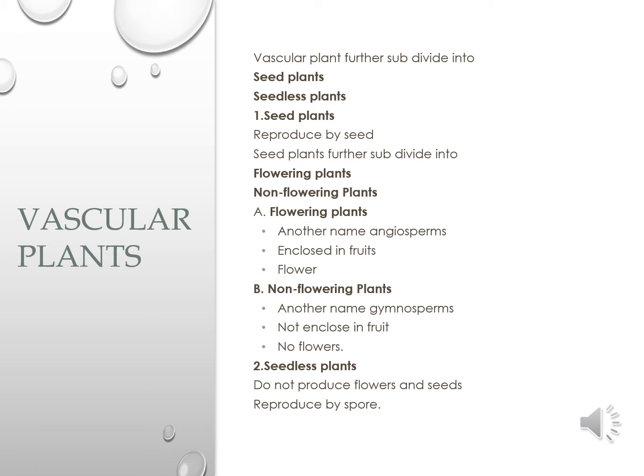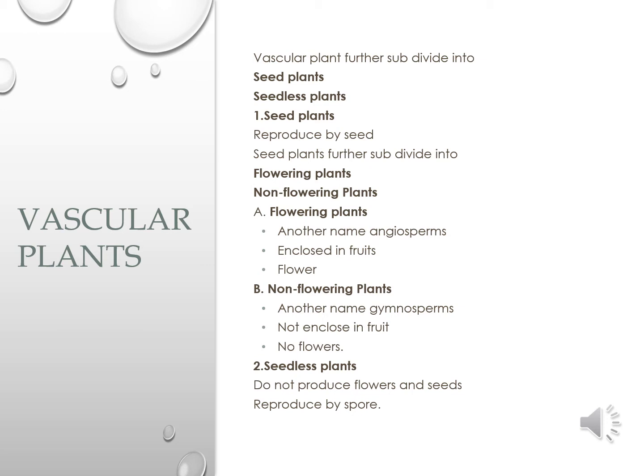For example, the other name for flowering plants is angiosperms. They are enclosed in fruits. For example, peaches, where the seed is inside, and they have flowers. The other name for non-flowering plants is gymnosperms. They are not enclosed in fruits and they have no flowers. They are the opposite of the flowering plants, obviously.